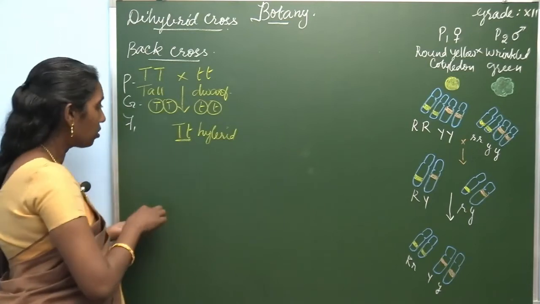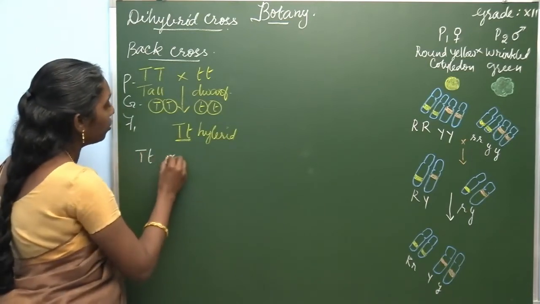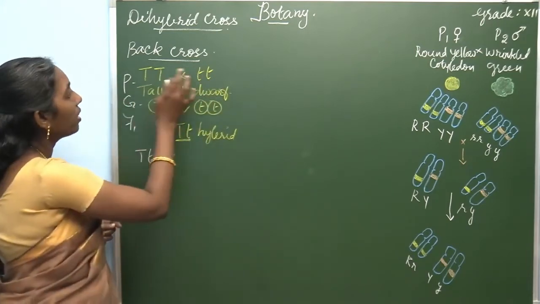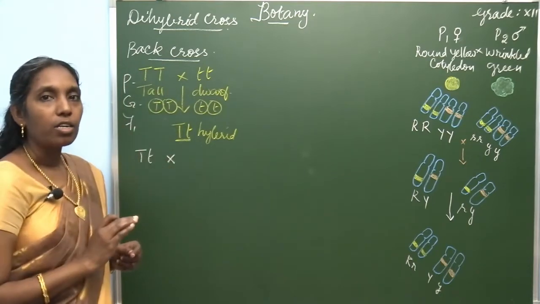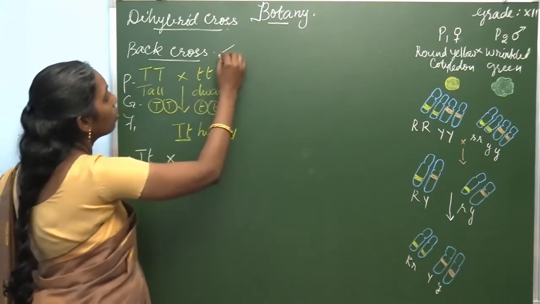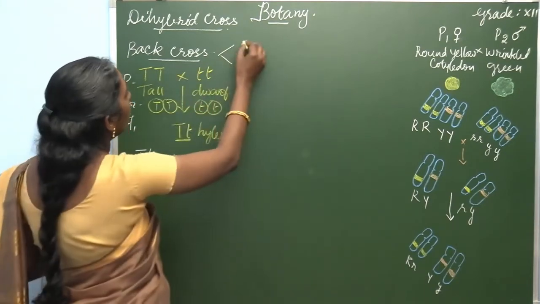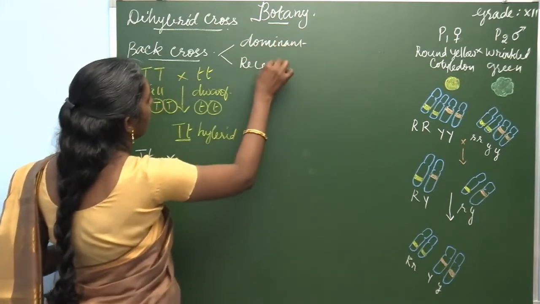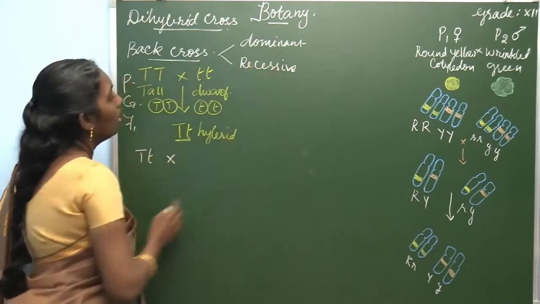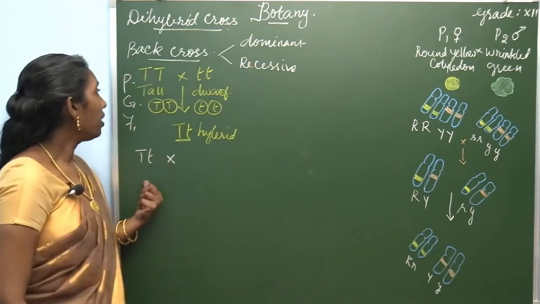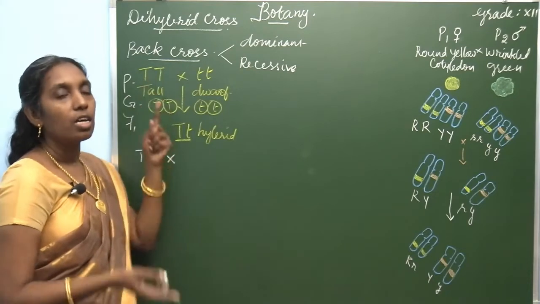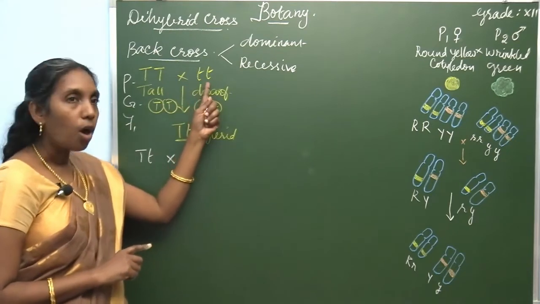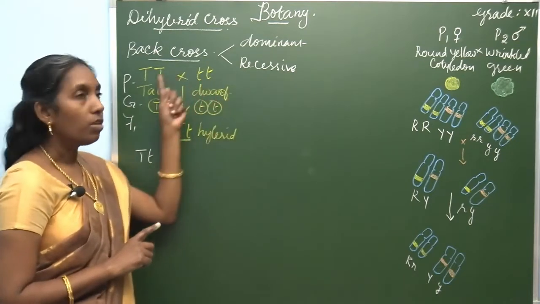So, this is the hybrid. This hybrid, capital T small t, is crossed with any one of the parents. So, in back cross there are two different types: dominant back cross and recessive back cross. If you cross this hybrid with the dominant capital T, it is called dominant back cross. If the hybrid is crossed with dwarf, it is called recessive back cross.